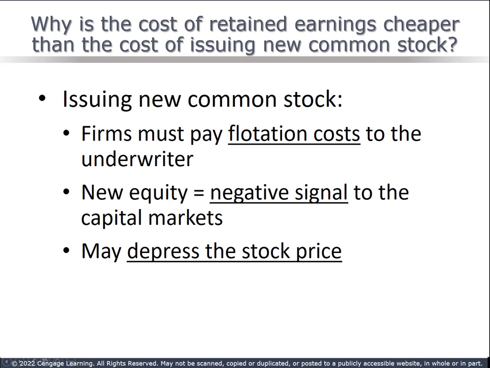Issuing new stock. The cost of issuing new common stock is greater than the cost of retained earnings. Issuing securities involves flotation costs: the cost of underwriting, legal fees, etc. When an established firm with common stock outstanding issues new equity, it's a negative signal to the market. The intuition is that it's the firm's last resort.